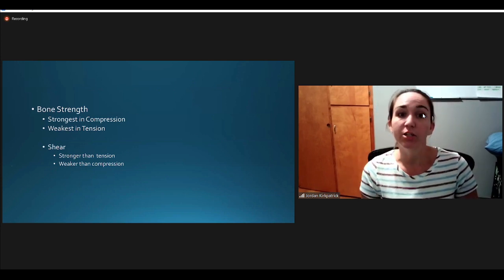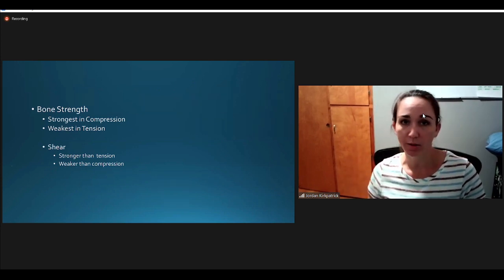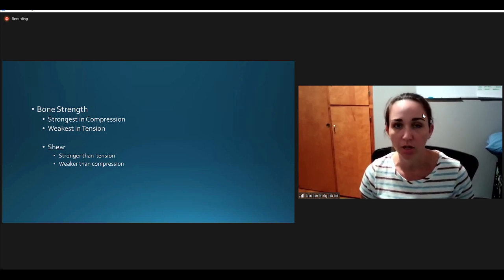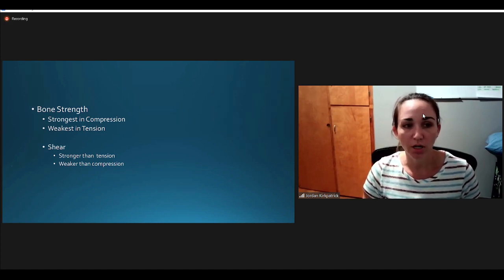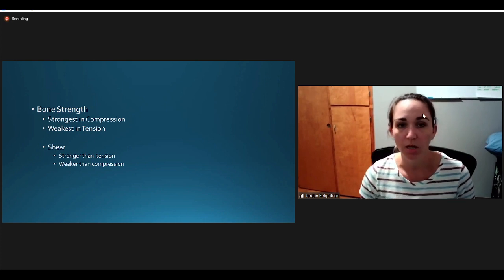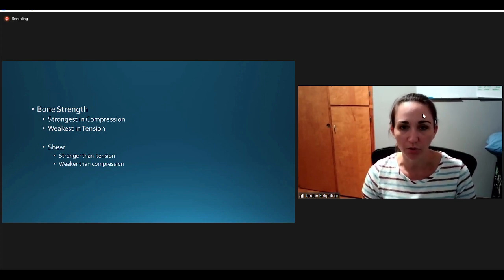Bone strength in general: bone is strongest in compression and weakest in tension, and that'll come into play when we talk about repairing the fracture. Shear forces are stronger than tension but weaker than compression, so it's in between as far as where the bone strength is.